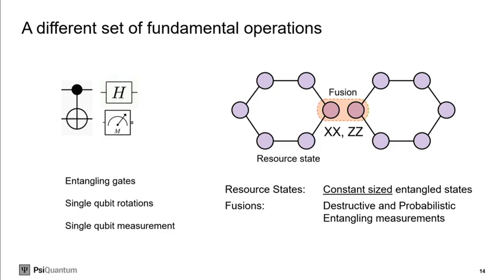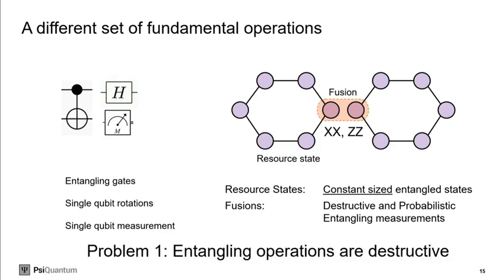Every circle that you see on the figure on your right is a qubit. And this is basically an example of a graph state. The orange circle that you see here is a fusion, which is a destructive and probabilistic entangling measurement. A typical example of a fusion is a measurement that performs a Bell basis measurement. So it measures XX and ZZ on the two input qubits that you see here. Unfortunately, this is a destructive measurement: the qubits that go into the fusion are actually destroyed after the measurement is performed. So the first problem that we have is that entangling operations are destructive.